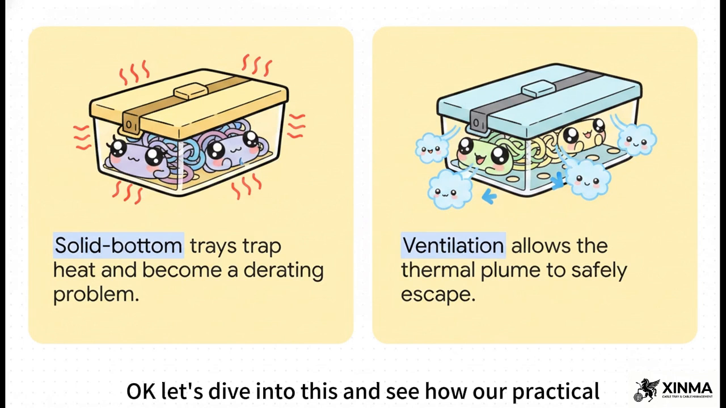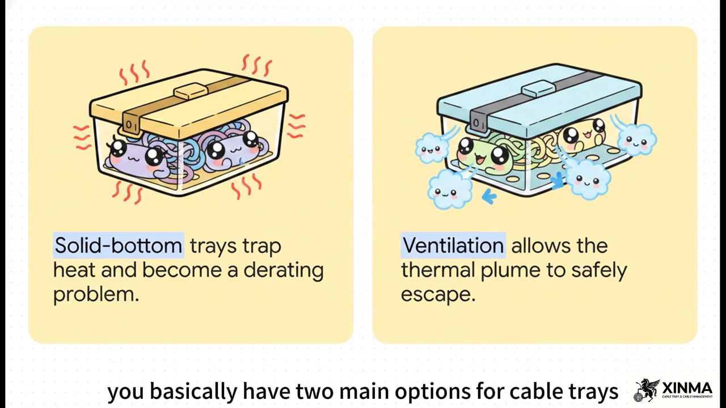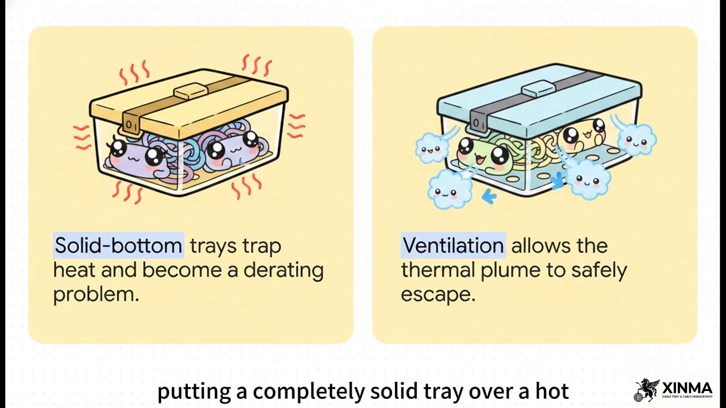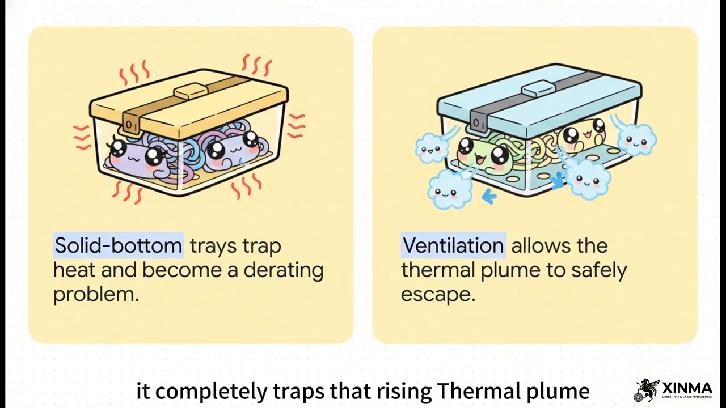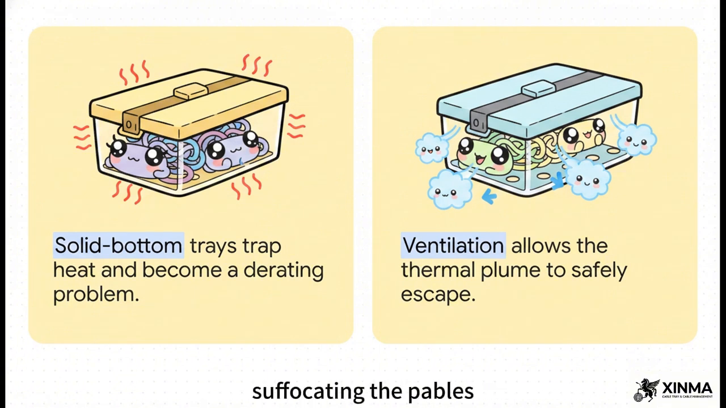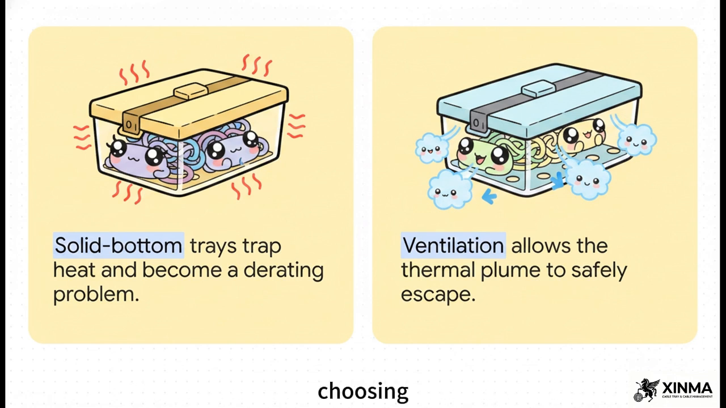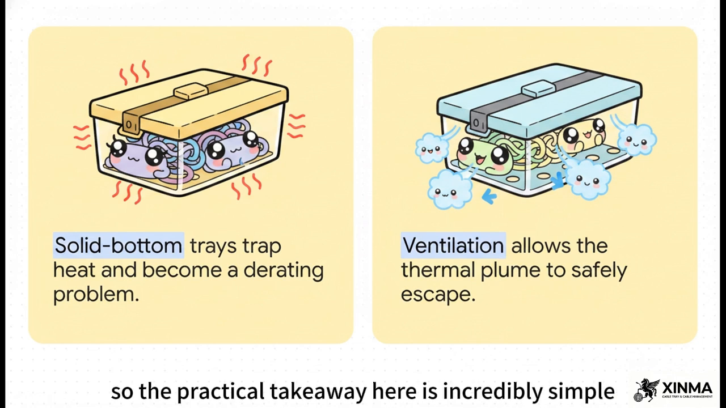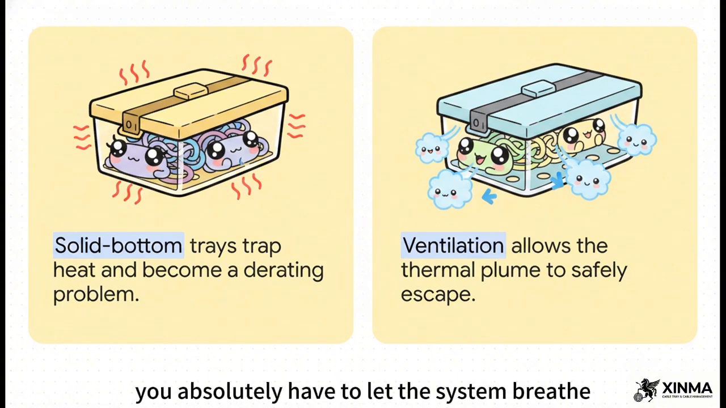Okay, let's dive into this and see how our practical, boots-on-the-ground hardware choices impact this invisible oven. You basically have two main options for cable trays. On one hand, you have a solid bottom tray. Putting a completely solid tray over a hot aisle is exactly like slamming a heavy, tight lid onto a hot oven. It completely traps that rising thermal plume, suffocating the cables and causing massive power capacity drops. On the other hand, you have a ventilated tray. Choosing this is like finally opening a window in a stuffy, overheated room. It lets that thermal plume flow freely right through and away from the cables. So the practical takeaway here is incredibly simple. If you want to solve heat flow, you absolutely have to let the system breathe.